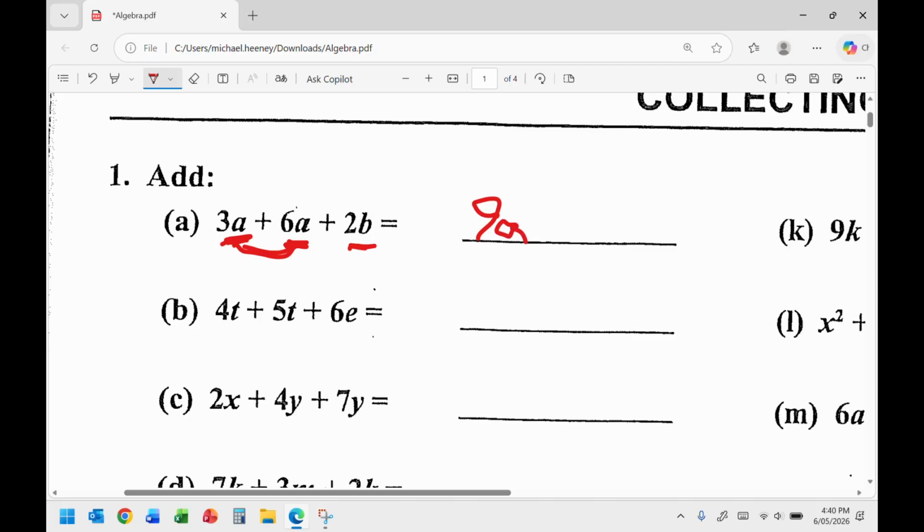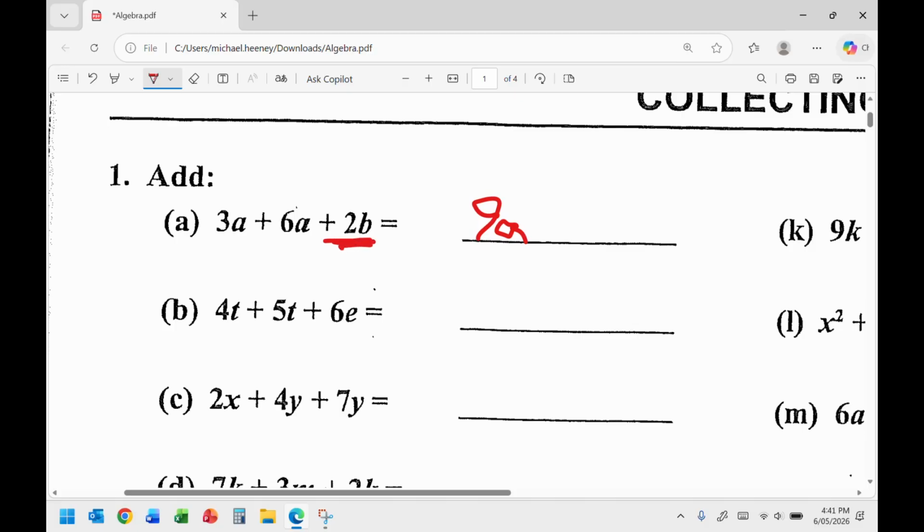You can't say, okay, 6 and 3 is 9, and then I've got an a there and another a there, so it must be a squared. No, it must not be a squared. We're simply talking about you had 3 things, the thing being an a, but you had 3 of them. Someone else gave you 6 more of those things. You now have 9 of them. So just 9a. That 2b, though, that's still around.